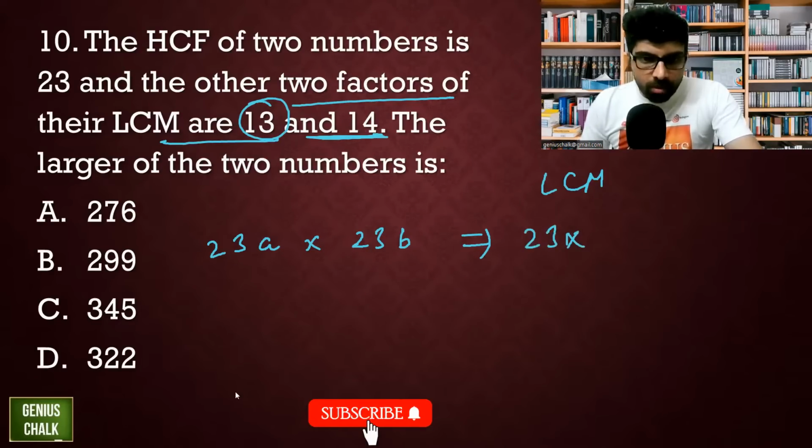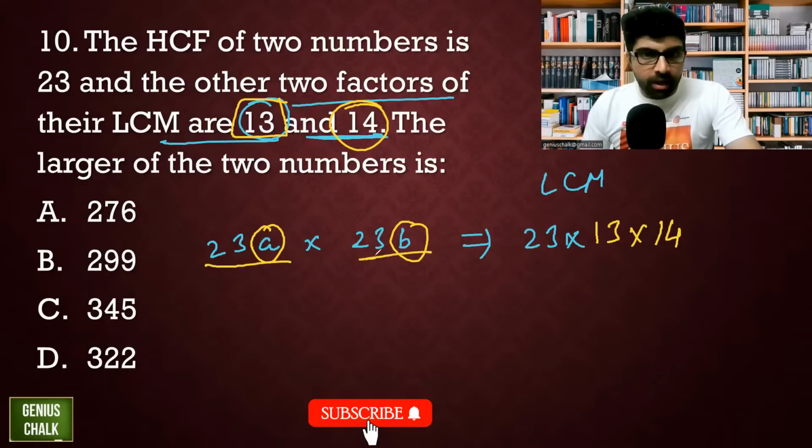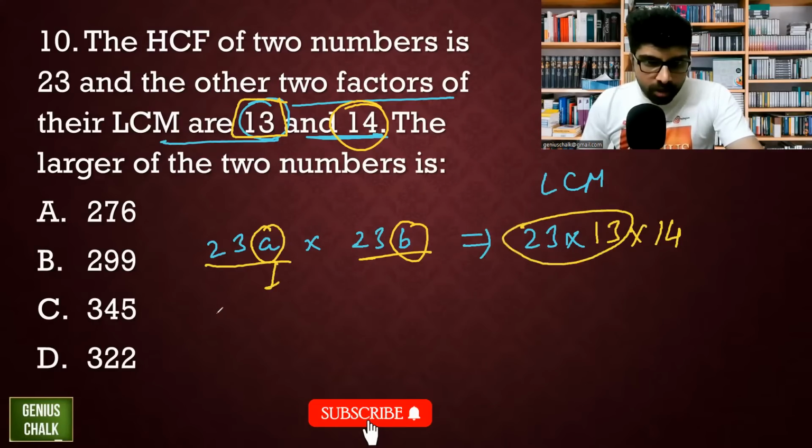Then because of this A and B, there must be some other factors coming into the picture, and those two factors are already given as 13 and 14. That means this has to be my LCM, right? So now I know this is the LCM of these two numbers, 23 and A and B. Now I have got the LCM. Now let's figure out what the bigger number has to be. One of the numbers has to be, let's say, 23 into 13. Another number has to be 23 into 14.